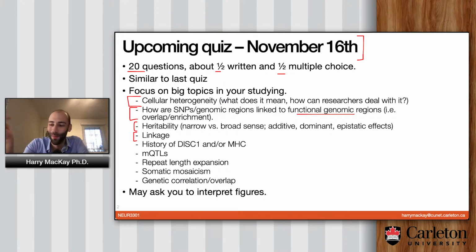What is it? What causes certain regions of the genome to be linked? How is it measured? How is it used in the precursors to GWAS studies, the linkage studies? A lot could be asked there. There's some nice juicy material talking about DISC1 and the major histocompatibility complex. In the schizophrenia lecture, I really tried to stretch out and give you a longer, more historical viewpoint on how these things were discovered and how they've been linked to actual morphological or histological differences in the brains of individuals with schizophrenia. So there's a lot that we could work with there.